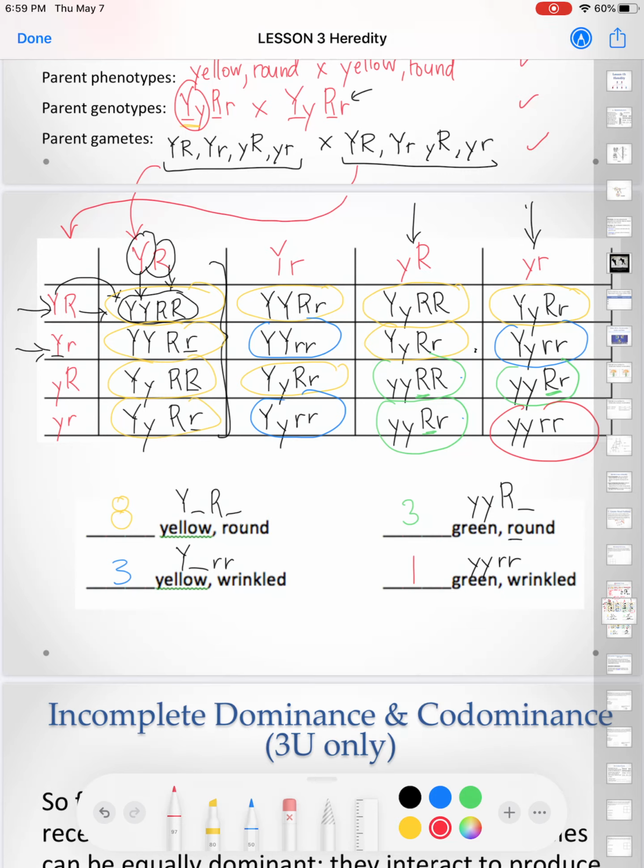So this is a very, very characteristic ratio to show the cross-pollination of these 2 heterozygous individuals for both traits, the 9:3:3:1 ratio. Okay, so this means that because we did indeed see yellow plants that were both round and wrinkled, that means that these 2 traits were inherited independently from each other.